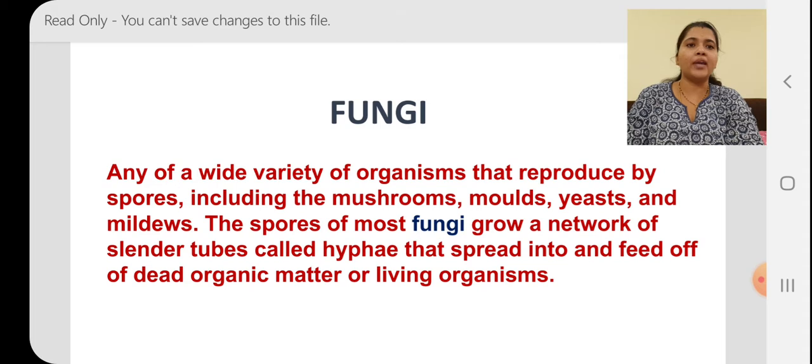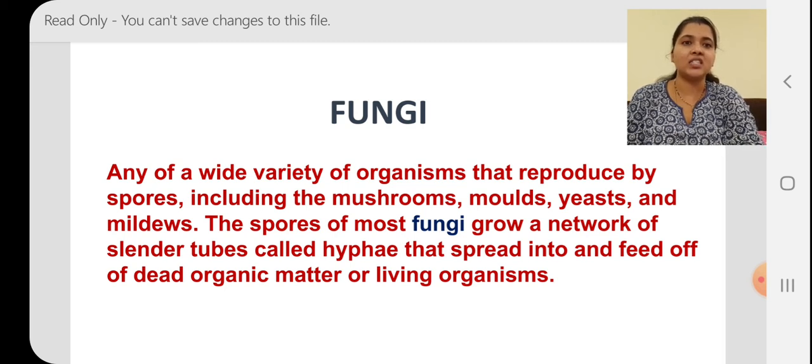Fungi are any of a wide variety of organisms that reproduce by spores, including the mushrooms, molds, yeast and mildews. So this fungi reproduces through spores. A spore will go and fall on something else, and again it will develop a hyphae. Mildew is also a powdery fungus. The spores of most fungi grow a network of slender tubes called hyphae that spreads into and feeds off dead organic matter or living organisms. So this fungi reproduces through spores and forms hyphae.